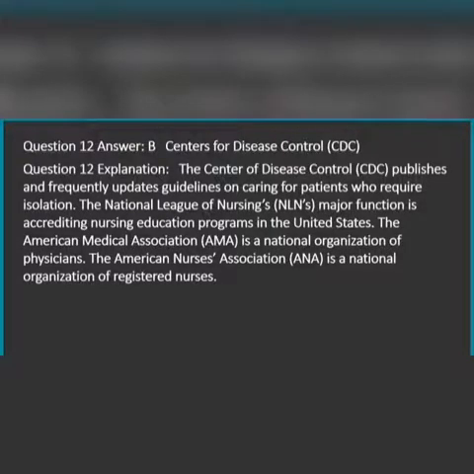Question 12. Explanation: The Centers for Disease Control, CDC, publishes and frequently updates guidelines on caring for patients who require isolation. The National League for Nursing's, NLN's, major function is accrediting nursing education programs in the United States. The American Medical Association, AMA, is a national organization of physicians. The American Nurses Association, ANA, is a national organization of registered nurses.